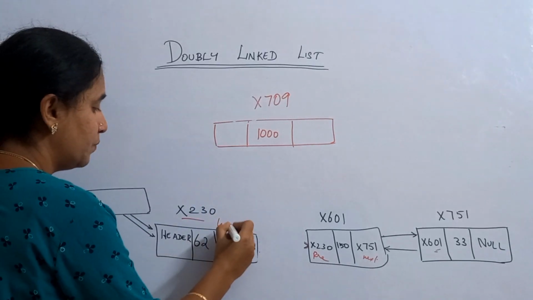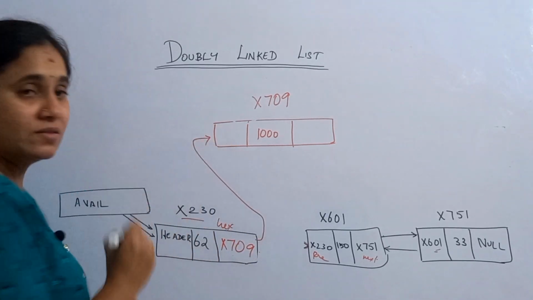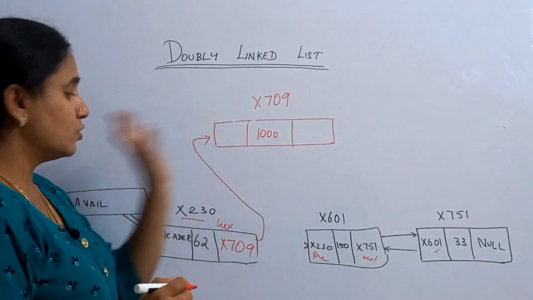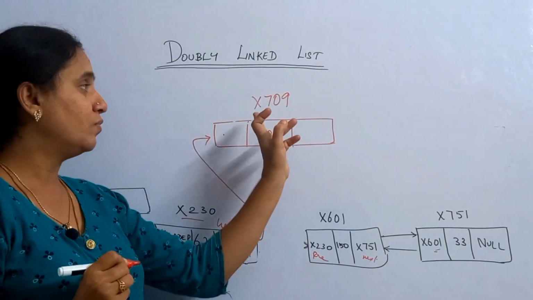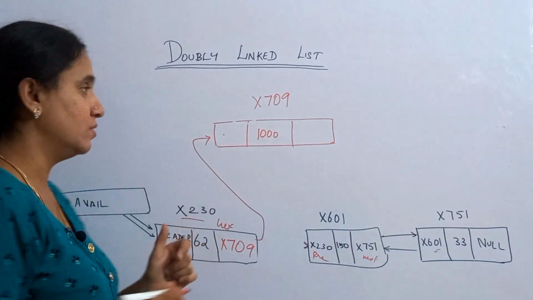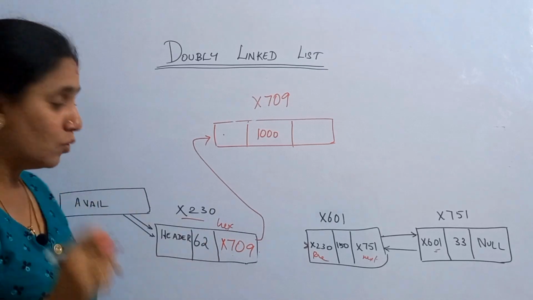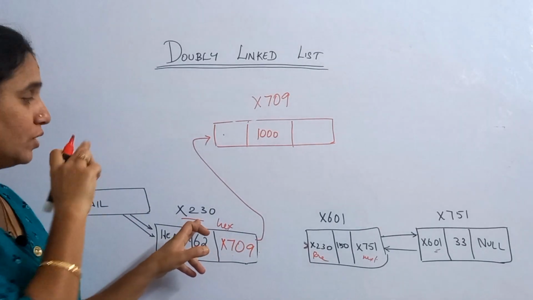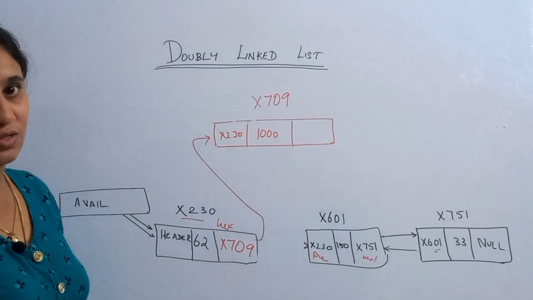So what is the meaning? This next address value is going to be this one, isn't it? Are you all clear? So now this is okay. Here in this location, the previous node of x709 has to be inserted. So what is the previous node of x709 now? Is this one, isn't it? So x230, so add x230 in this location, right?